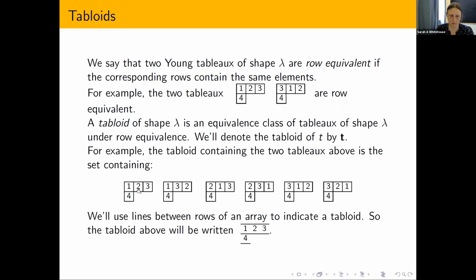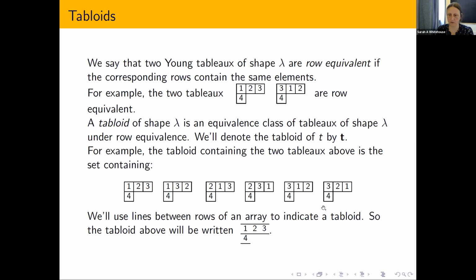I mean, you're allowed to permute the 3 elements in that top row in any possible way. So you're expecting 6 things in that equivalence class, and there's nothing you can do with the 4 because it's just on its own in a row, so you can't permute it with anybody else. So that's all we're expecting, and that's the complete list of all the tableaux that are in that equivalence class. So the set of all those things listed there is a tabloid.